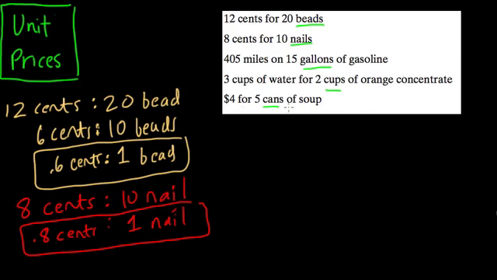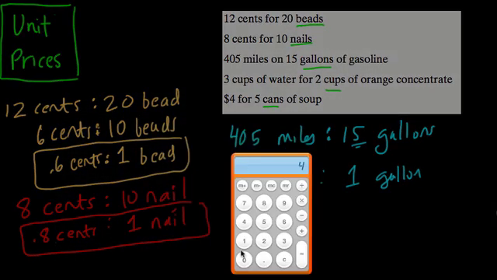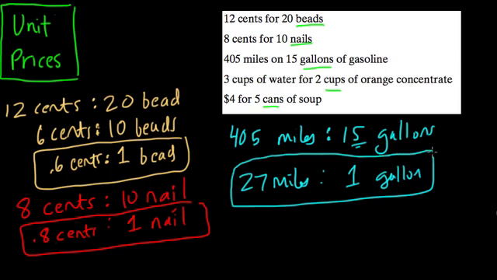Alright, next one. It tells us 405 miles we can drive on 15 gallons of gas. So the unit rate would be not for 1 mile, but how far can we go for 1 gallon? Again, the shortcut being just divide by this amount. Divide both sides by 15. And we get 1 gallon is how many miles? Well, 405 divided by 15 is 27. So we can go 27 miles on 1 gallon of gas. Not a bad miles per gallon ratio.